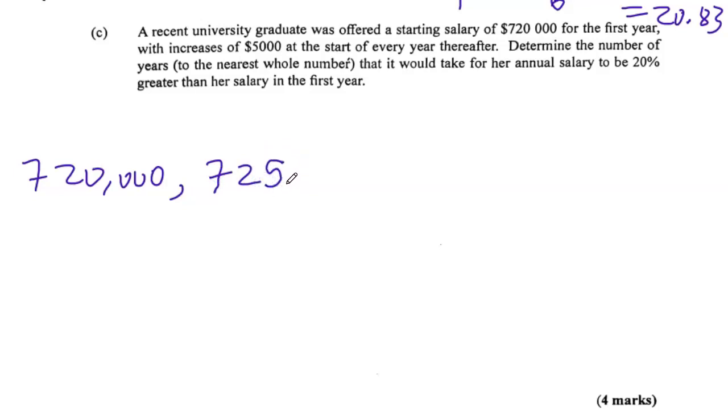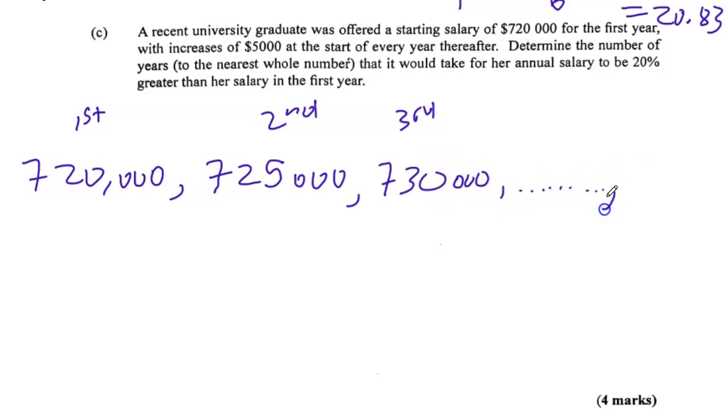This looks like an AP. And then 730. So this is for the first year, this is for the second year, the third year, and so on. So the third year will be 730,000, and it goes on and on until the nth year. So with increases of 5,000 at the start of every year, determine the number of years, to the nearest whole number, that it would take for her annual salary to be 20% greater than her first salary.